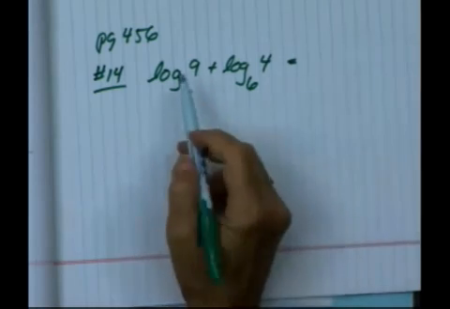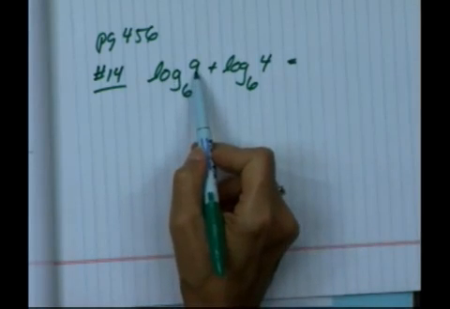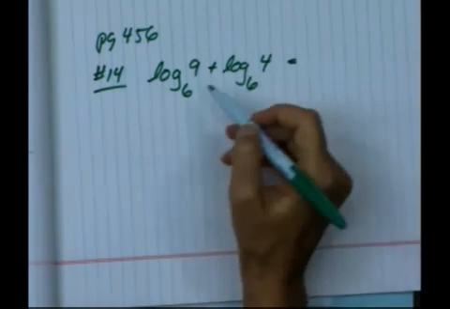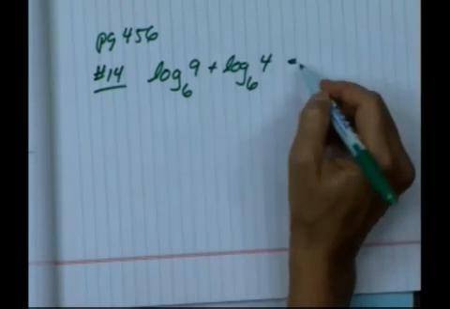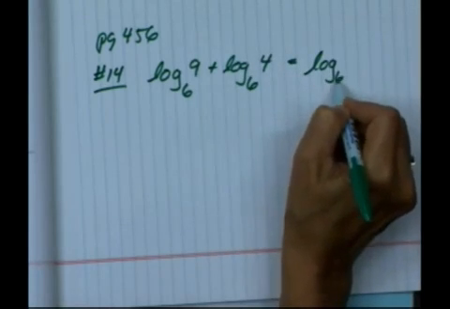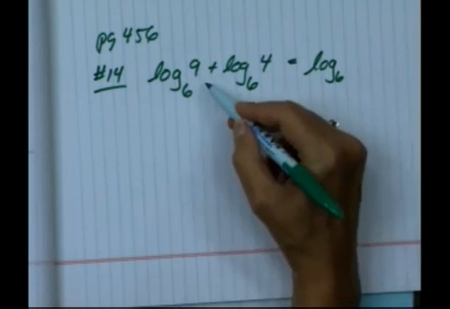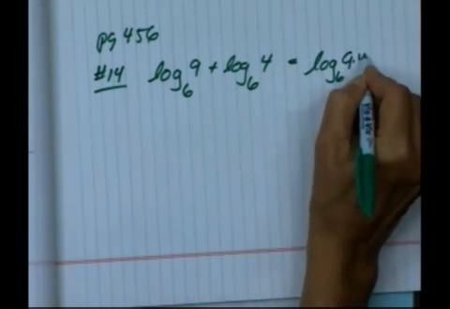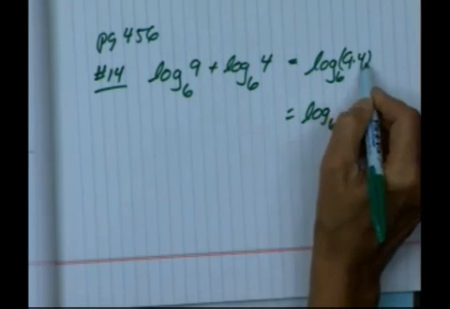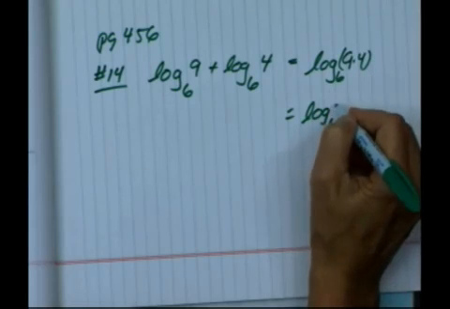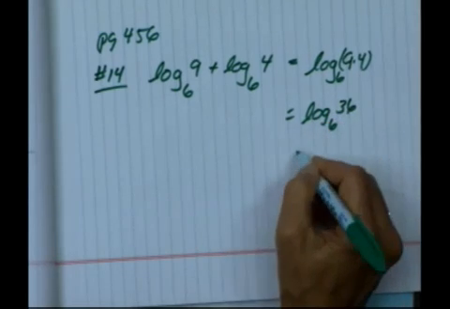All right, our property says that we have log to the base 6 of 9 plus log to the base 6 of 4. And we're remembering this is talking about exponents. This is going to be equal to log to the base 6 of what? 9 times 4. Okay, so we have log to the base 6 of 9 times 4, which is 36. Can we simplify this further?